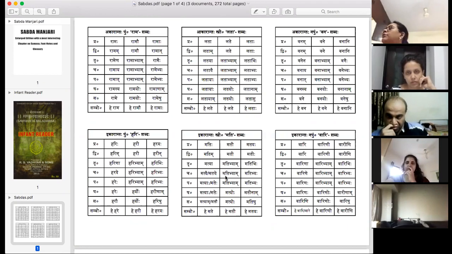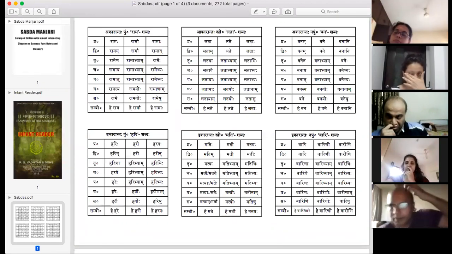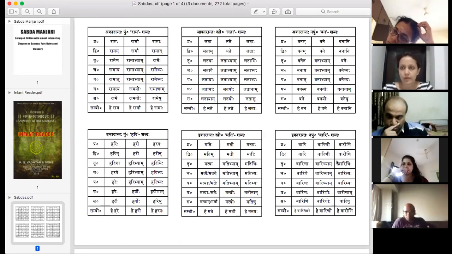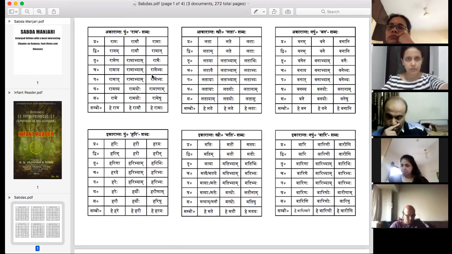So you read this. If you have learnt it in your childhood, you read this for a few days, then it will all come back. The mind has its own way of retaining. So it will all come back. But this is very, very important. The whole language depends on your understanding the meaning of these declensions. In English, the Shabdas are called declensions.